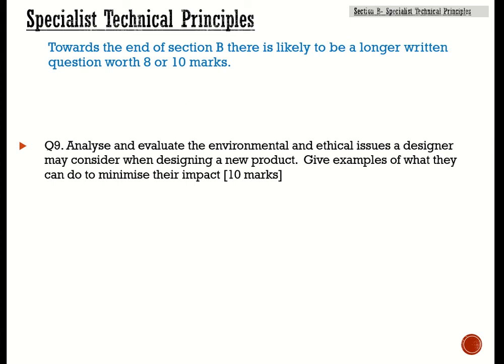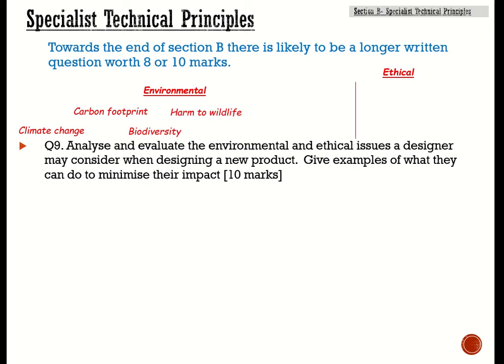10 marks. Now, when you've got this long written answer, my suggestion is mind map your initial thoughts. You could put words around the question. So I would think, right, environmental and ethical. What are my thoughts there? I could mention climate change, carbon footprint, harm to wildlife, biodiversity, which is basically decline of species, deforestation, oceanic pollution, use of non-renewables. Right, that would be enough for now, I think.